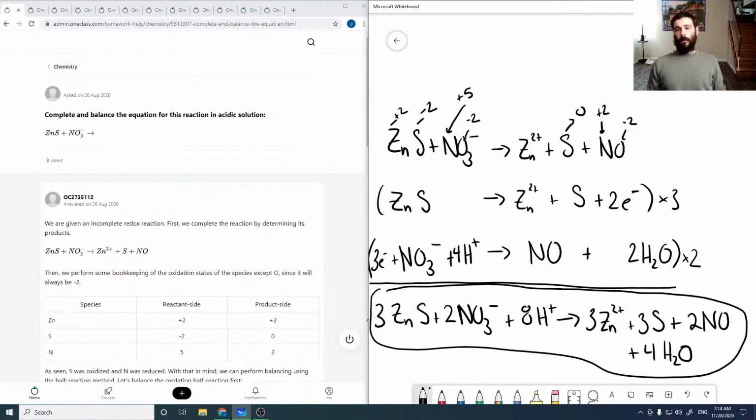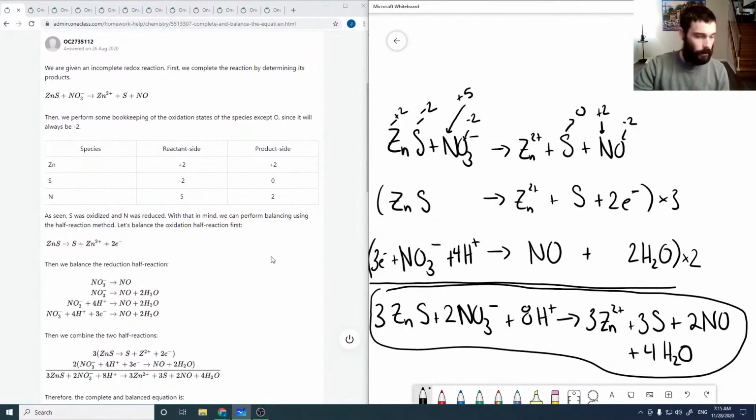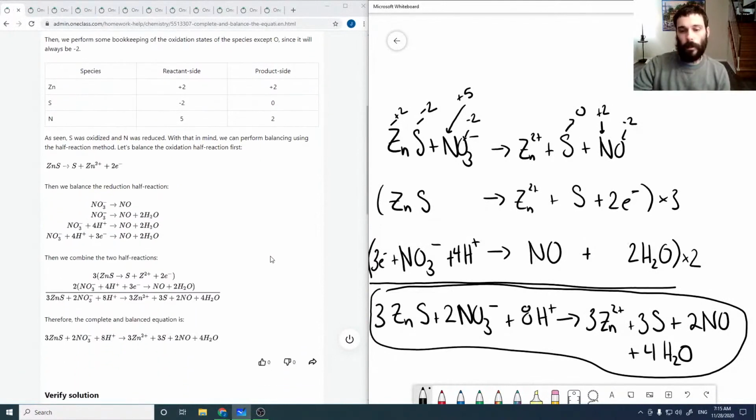I'm just going to add one little note here and say the only difference between balancing acidic solution and basic solution is in basic solution we would add OH minus to cancel out the H pluses, giving us water, and then we'd cancel out the water. So we'd add OH minuses to both sides, I should say. So that's really the only little difference for basic solution. I always remember it as: you basically just follow the acidic solution, and then for basic solution, you add OH minus.